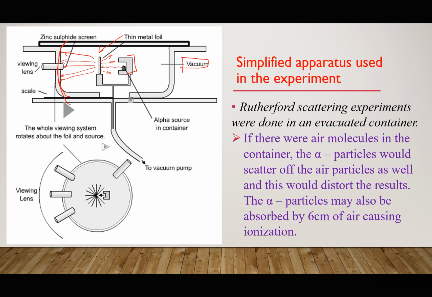So the Rutherford alpha particle scattering experiment was done in an evacuated container. If there were air molecules in the container, the alpha particles would scatter off the air particles as well, and this would distort the results. The alpha particles may also be absorbed by 6 centimeters of air, causing what we call ionization. In the process of ionization, the alpha particles would give out their energy to the electrons in air molecules, and by losing their energy, they can't travel any further. So we say they are absorbed.